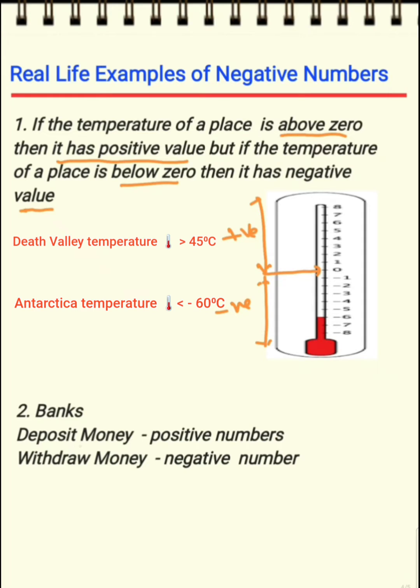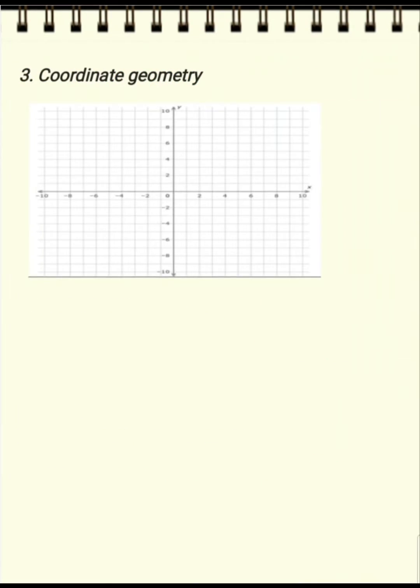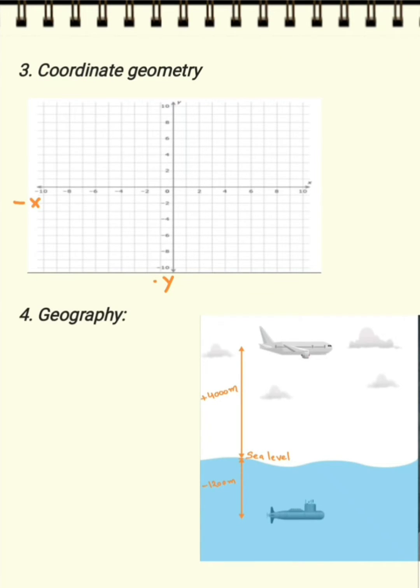In banks, the deposit money is represented with positive numbers and withdrawn money is represented with negative numbers. In coordinate geometry, we use negative numbers to express the minus x-axis and minus y-axis. In geography also we use negative numbers. We know altitude. Altitude tells us how far above or below sea level a place or thing is.